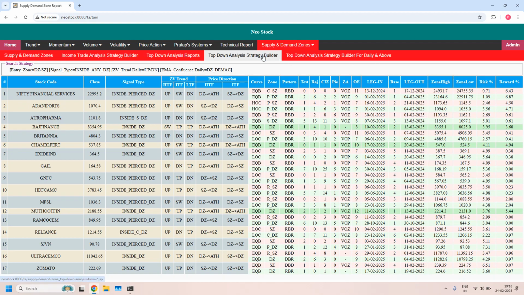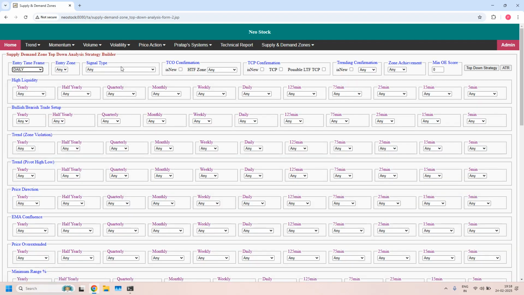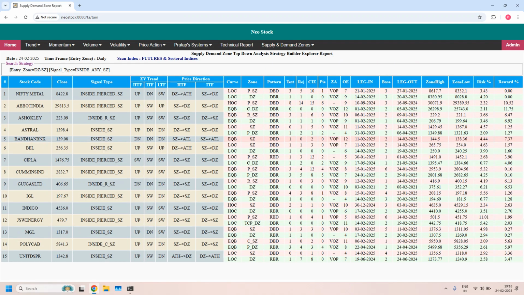Okay, next, for daily time frame, price closed inside the daily supply zone, we got 15 stocks. Out of these 15, how many daily supply zones are having daily EMA confluence? Let us verify.